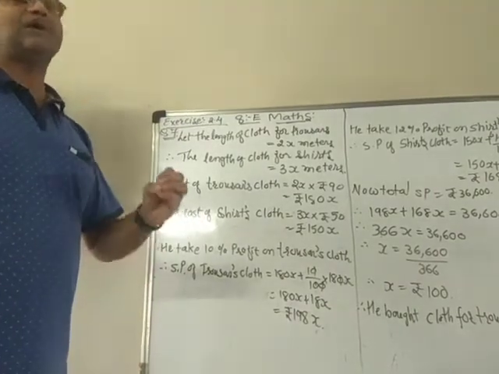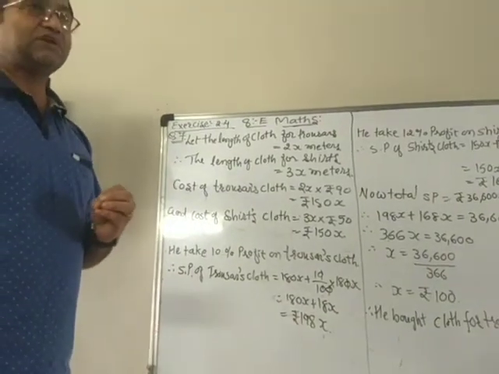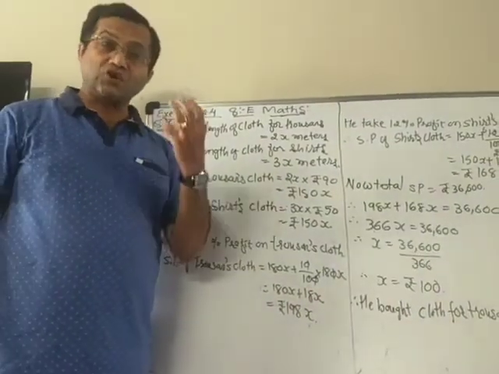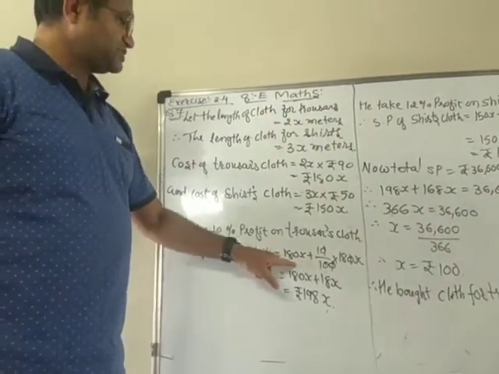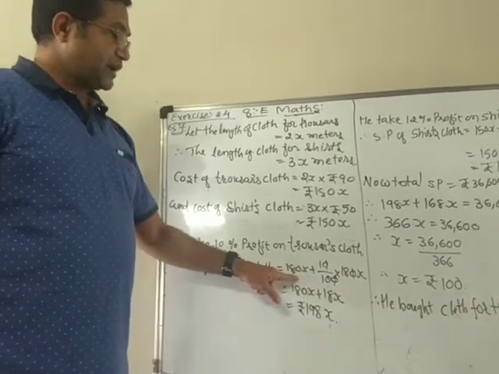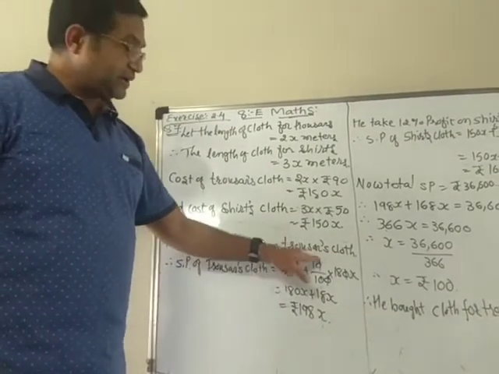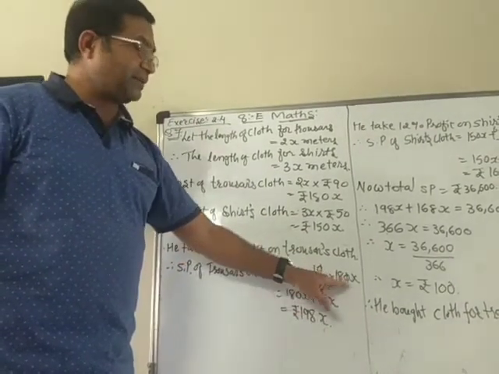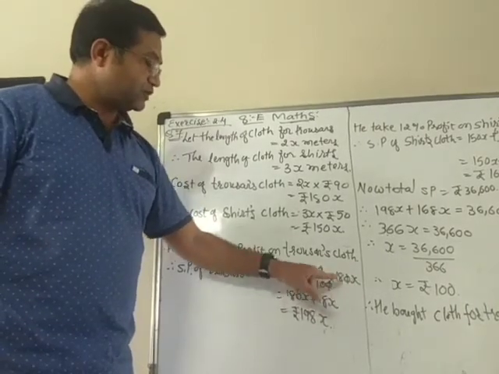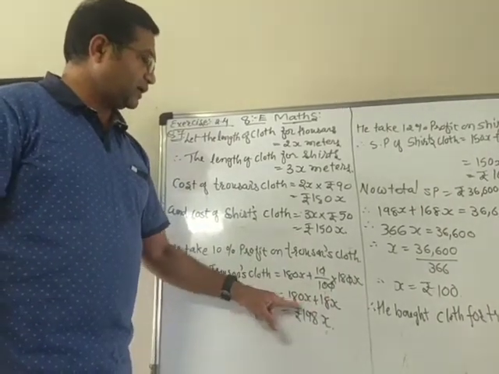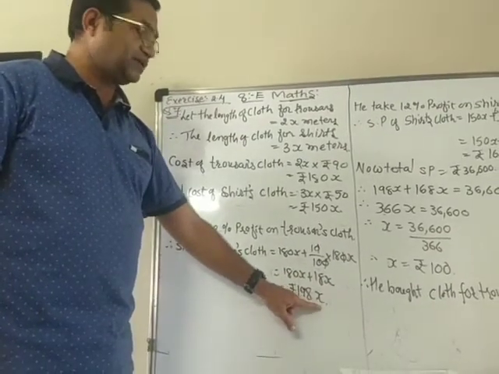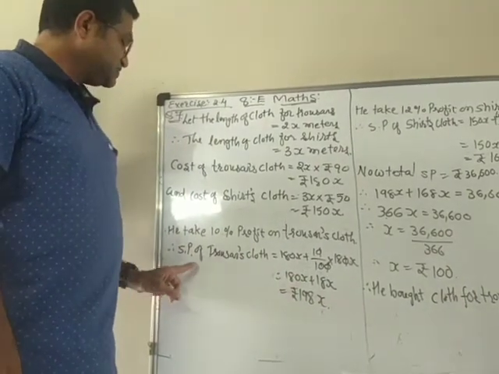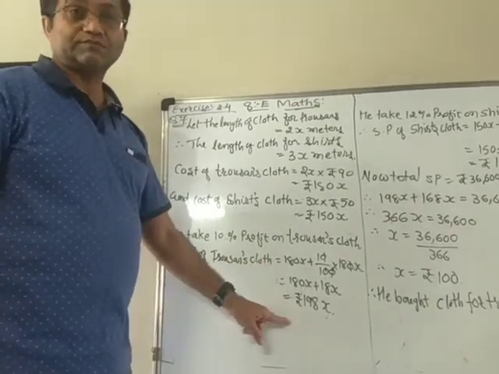So now we have to find the SP, selling price. Selling price means the cost price plus profit. Cost price is 180x here, and 10% profit means 10 upon 100 multiplied by the cost. So when you cancel it, you get 180x plus 18x, which means rupees 198x. This is the selling price of trousers cloth.